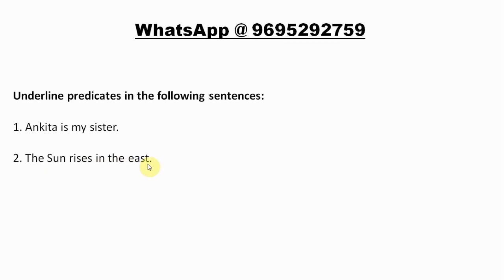"The sun rises in the east." You have to find out the subject first so that you may underline the rest of the words. What rises in the east? "Rises in the east." This group of words is describing about what? About the sun. So the sun is the subject here, and "rises in the east" is a group of words which you may call predicate. So you have to underline "rises in the east" here.